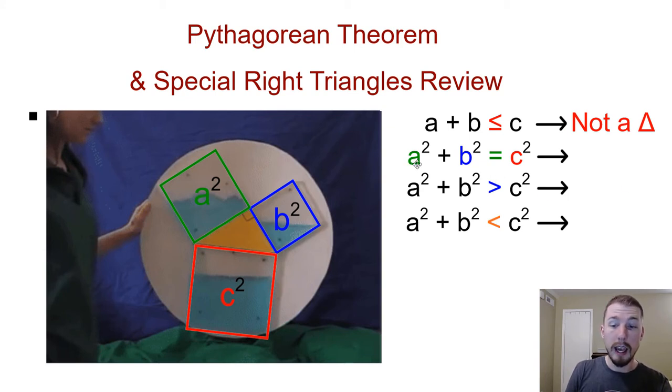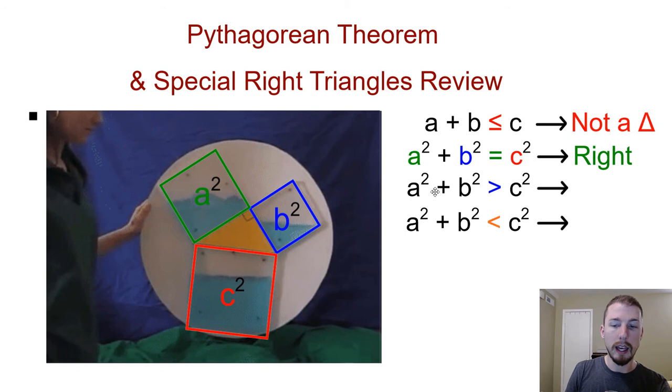Anyway, if a squared plus b squared is equal to c squared, when we make a square out of the a length and the b length and add them together, those will fill up exactly the same as the c squared. That's when it's a right triangle, which is actually kind of cool. That's the Pythagorean theorem, or the converse of the Pythagorean theorem, because it's backwards.